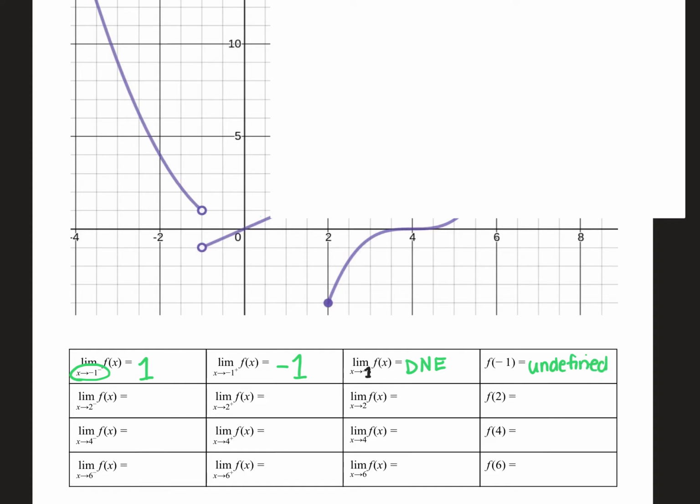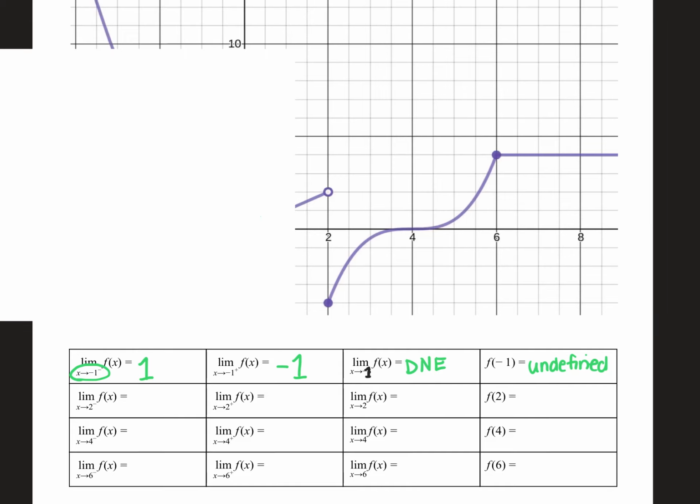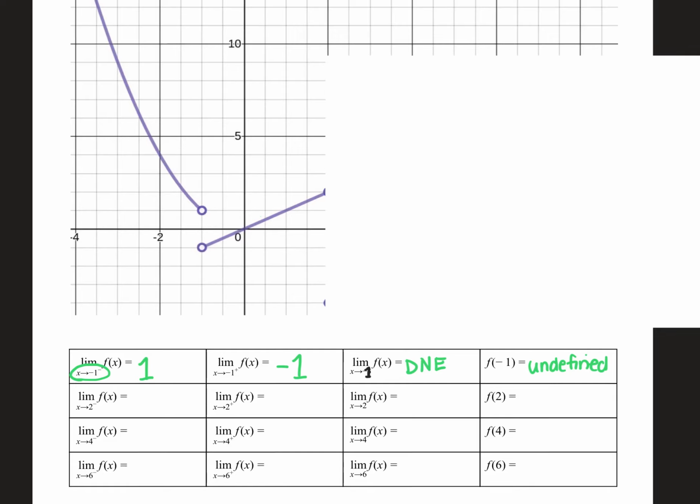Okay, let's do one more together and then I'll have you try the other two on your own. So let's go to 2 this time. Okay, so now let's start with 2 from the left. So I'm looking at my graph and I'm asking myself, can I make a prediction about what my y will be when I reach x = 2? And it looks like I can make a pretty good prediction here of 2. So it looks like when x reaches 2, y will be 2.